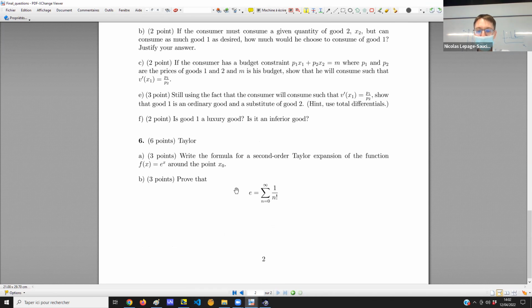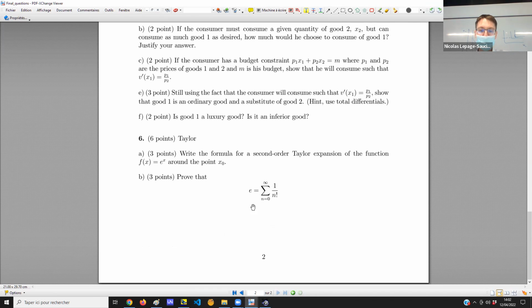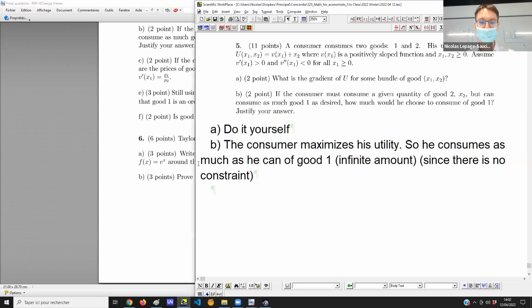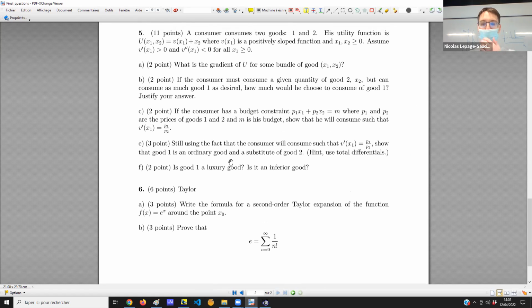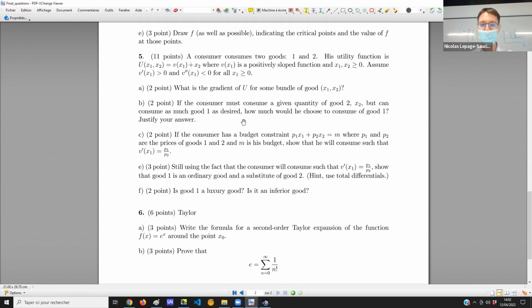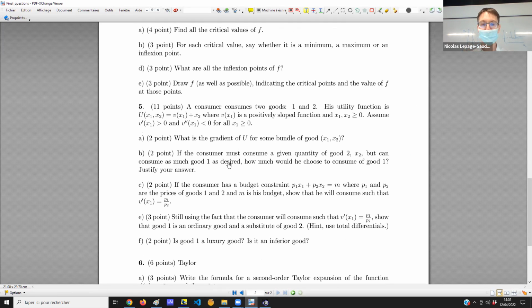This Taylor one, we've already done that in class 2. Or I could just do 6A. That's a great idea. So let's change that a bit, and not use a Cobb-Douglas. Let's redo 5, but with another function.